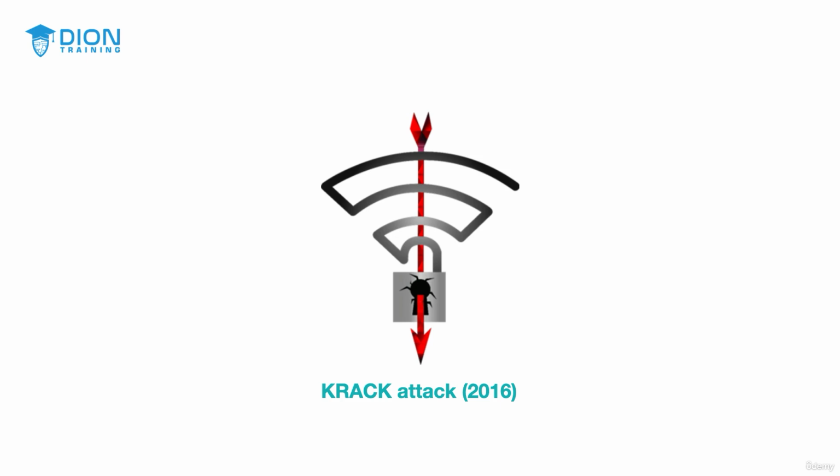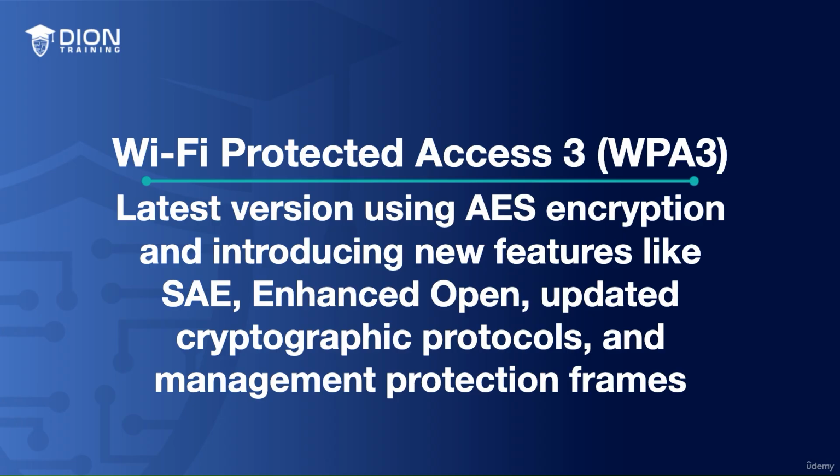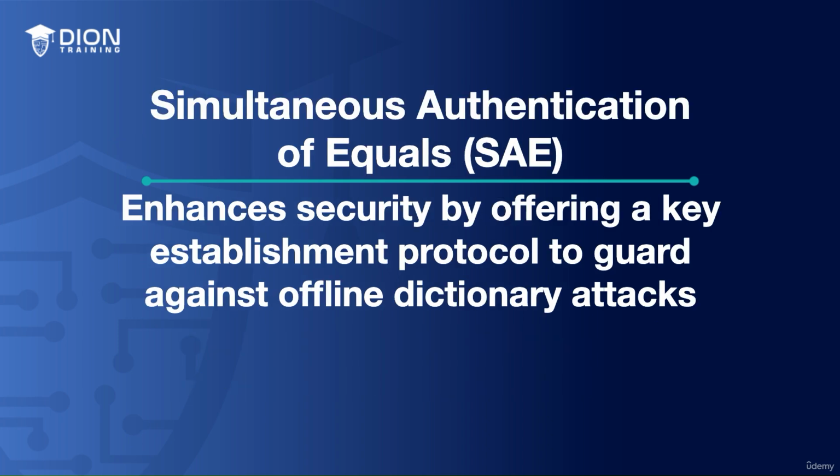And this brings us to our more secure and most modern implementation of wireless security and encryption, known as WPA3. WPA3, or Wi-Fi Protected Access 3, is the latest version, and it continues to use AES for encryption while adding new features, including Simultaneous Authentication of Equals, Enhanced Open, updated cryptographic protocols, and the use of management protection frames. The Simultaneous Authentication of Equals, or SAE, provides a new key establishment protocol to replace the older pre-shared key method used in WPA2 to provide us with better protection against offline dictionary attacks.